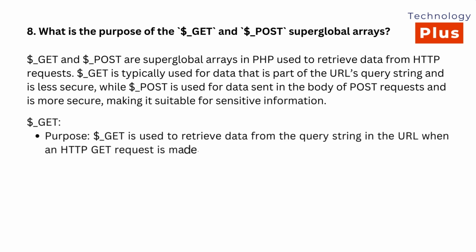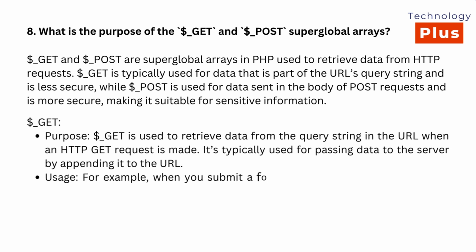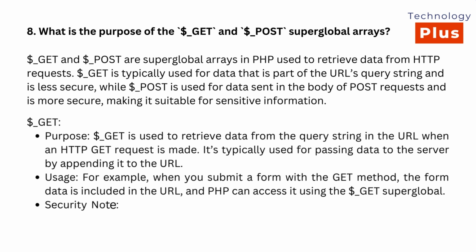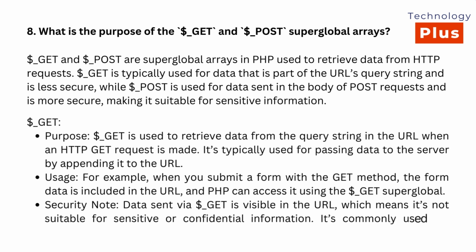is made. It's typically used for passing data to the server by appending it to the URL. Usage: for example, when you submit a form with the GET method, the form data is included in the URL, and PHP can access it using the $_GET superglobal. Security note: data sent via $_GET is visible in the URL, which means it's not suitable for sensitive or confidential information. It's commonly used for search queries and other non-sensitive data.